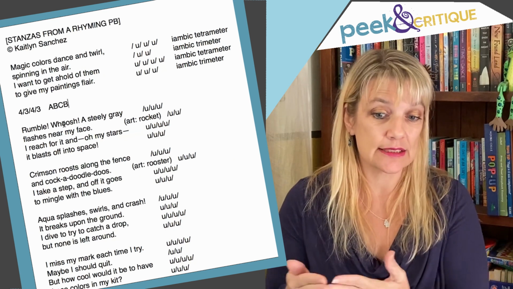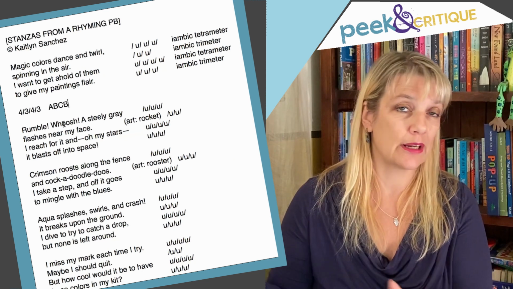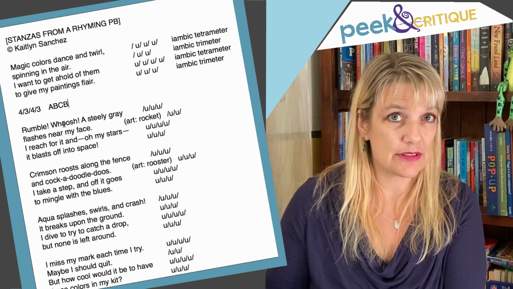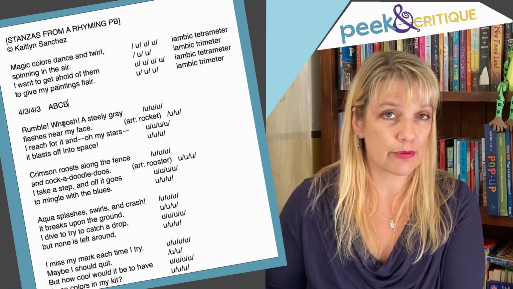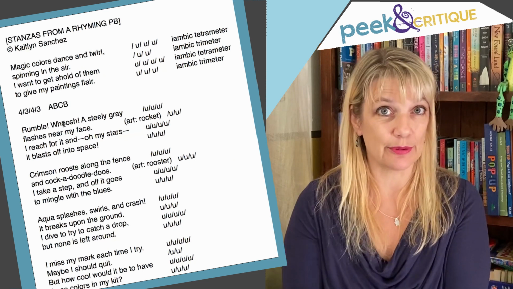So Caitlin has clearly set up a consistent pattern of 4-line stanzas, right? Quatrains with ABCB rhyme scheme and a 4-3-4-3 metrical pattern. And she's super duper consistent with that whole thing.